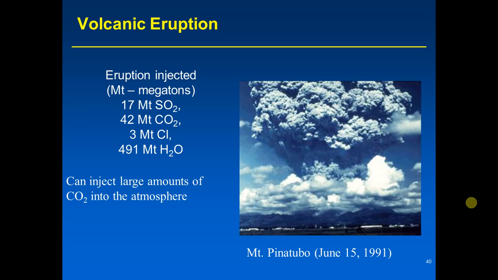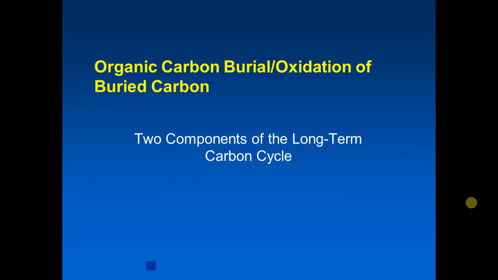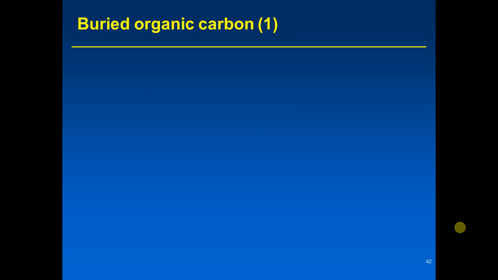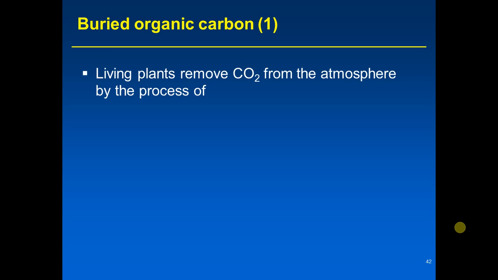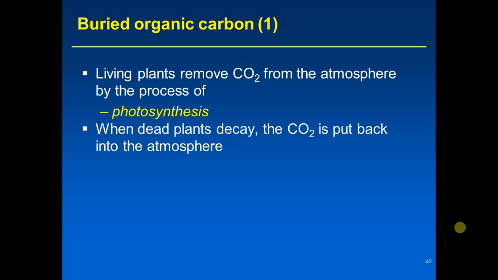Now let's talk about the last two components of the long-term carbon cycle. Organic carbon burial and oxidation of buried carbon. So, how does organic carbon burial work? Well, living plants remove carbon dioxide from the atmosphere by the process of photosynthesis, right? And when dead plants decay, the carbon dioxide is put back into the atmosphere, okay, through respiration. And this happens fairly quickly. This is part of the short-term carbon cycle, right?